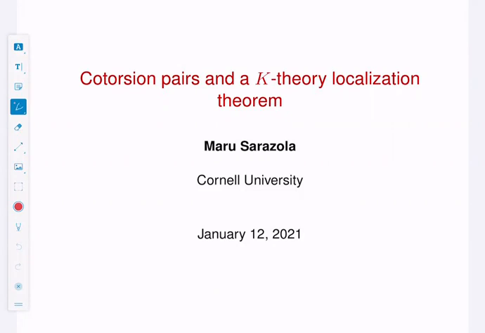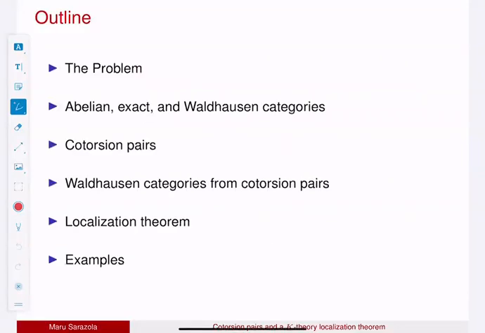Okay, so thanks, Jeremy, and thanks, Manuel, for the invitation to speak here. What I want to tell you today is about this paper that I did as part of my thesis, which is, like the title says, on cotorsion pairs and a K-theory localization theorem. The way that the talk is going to go is I'm going to spend a few minutes telling you about what is the problem that I was interested in.